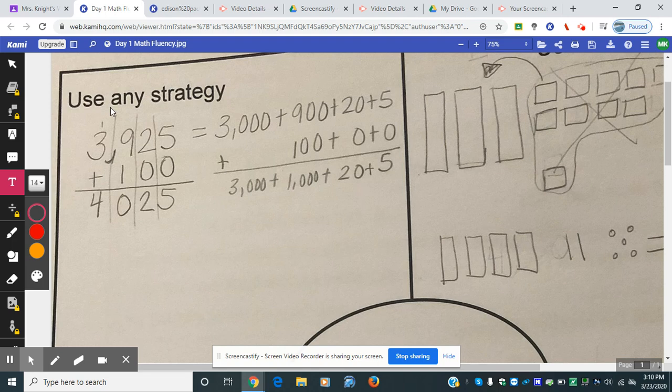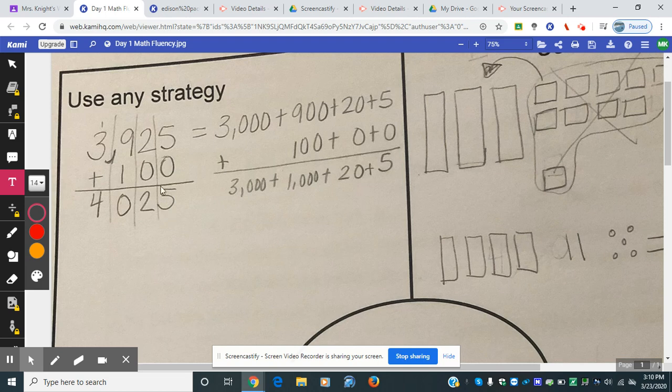And this is how she did it using any strategy. She wrote the problem vertically, 3,925 plus 100, and she made sure to put the 100 under the 925 because there are no thousands in 100. So there's nothing under the 3. Then she went ahead and added using her ones place first.